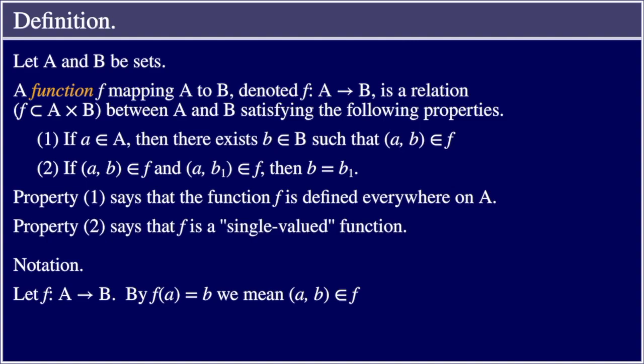Property 1 says that the function f is defined everywhere on A. Property 2 says that f is a single-valued function. Notation: let f be a function mapping A to B. By f(a) equal b, we mean the pair (a, b) is a member of f.